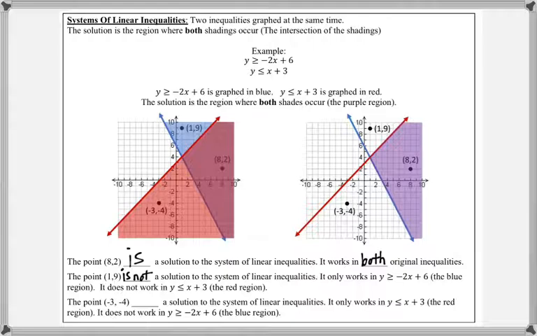And then the point (-3, -4) is not a solution to the system of linear inequalities. It only works in y is less than or equal to x plus 3, the red region. It does not work in y is greater than or equal to negative 2x plus 6, the blue region.